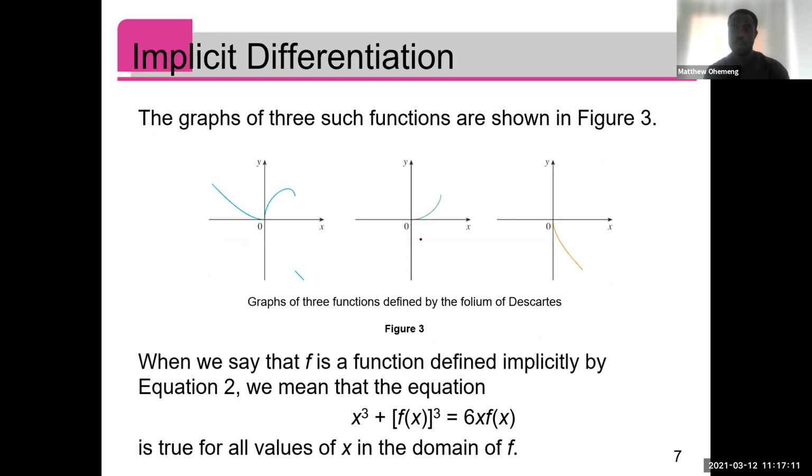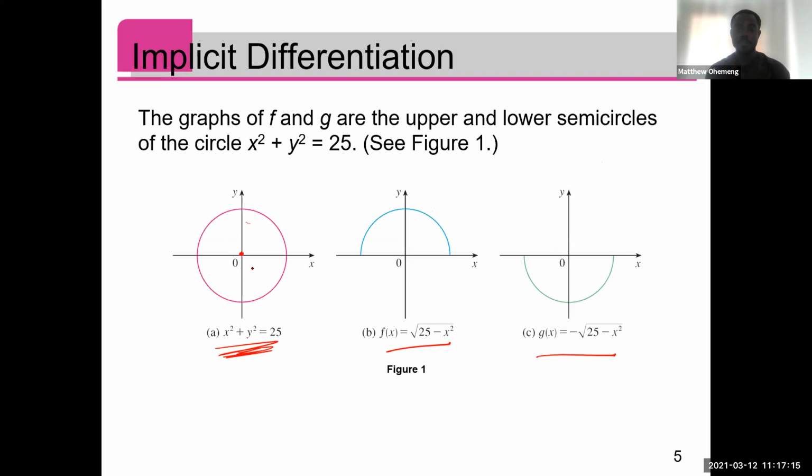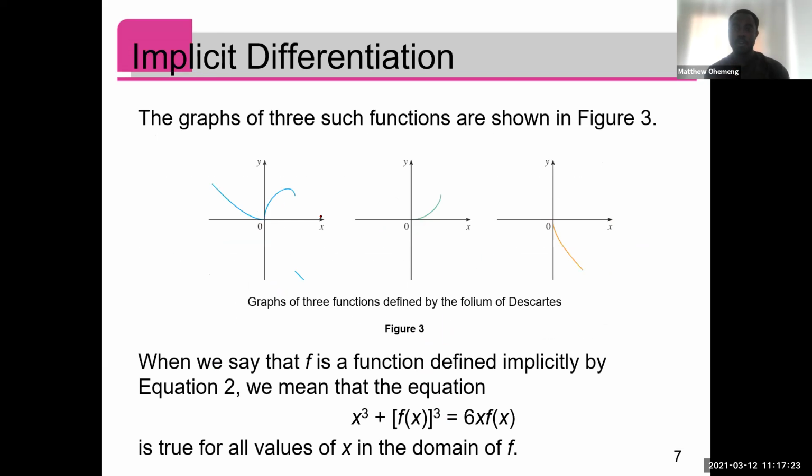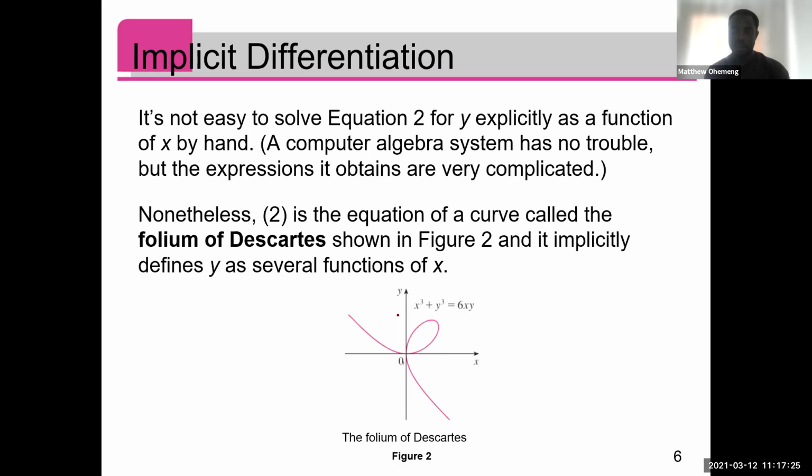They use a computer algebra program to get this. Similar to the graph of the implicit equation x squared plus y squared equal to 25 being separated into two, you have a similar one for the folium of Descartes. For this general graph, if you use the algebra calculator to solve it, the solution is very, very long.